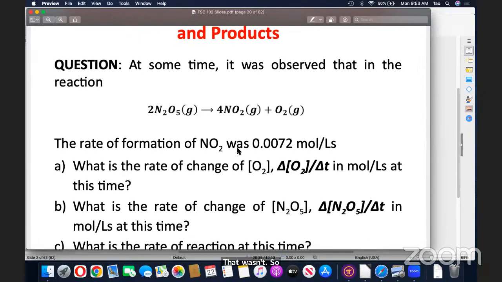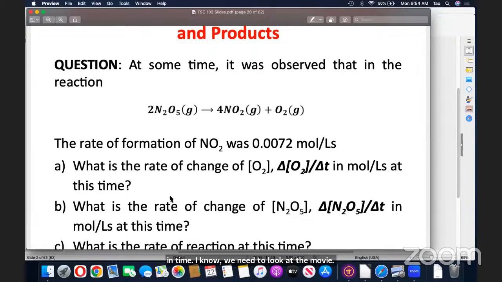the rate of formation of NO2 was 0.0072 mole per liter per second. So now they're telling us that the rate of formation of NO2 at a particular time was 0.0072 mole per liter per second. Now, at that particular time, they want to know the rate of change of O2, that is the rate of formation of O2 at that particular point in time. And now, we need to look at the mole ratio. You can't answer that question without paying attention to the mole ratio.